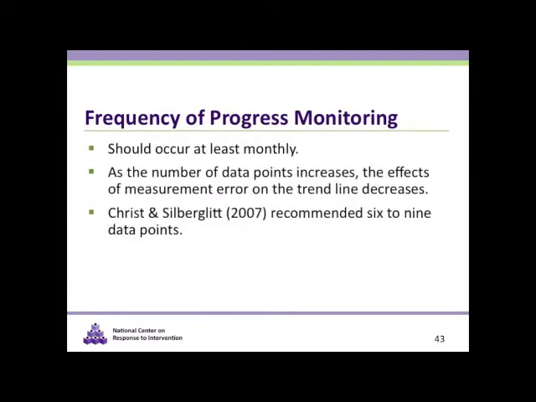By the center's definition, progress monitoring should occur at least monthly. As the number of data points increases, the effects of measurement error on the trend line decreases. Researchers Christ and Silberglit recommend between 6 and 9 data points.